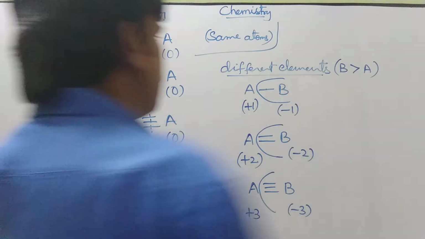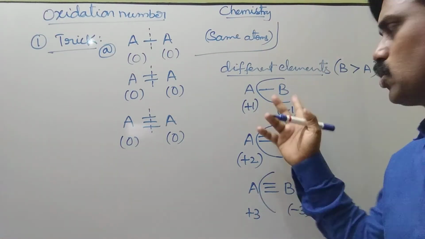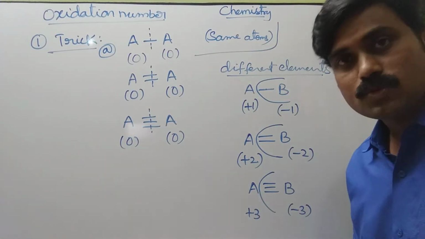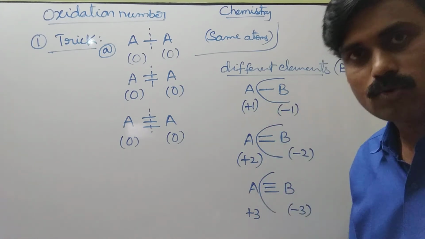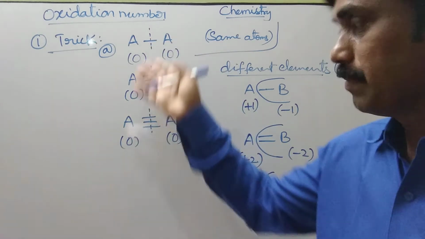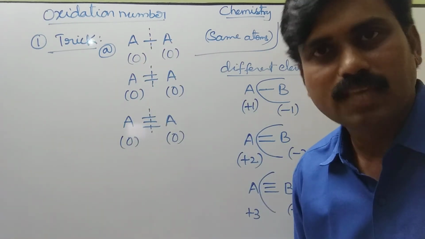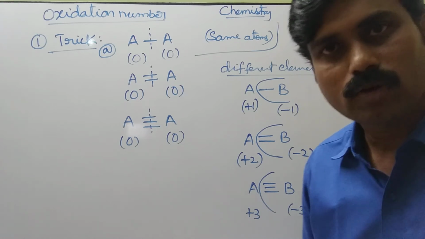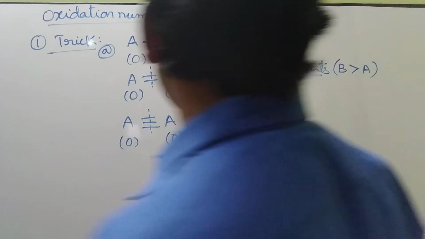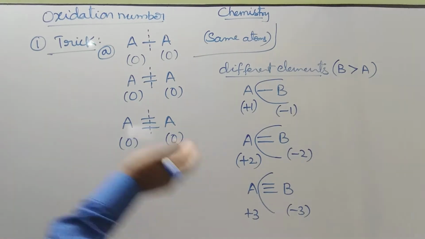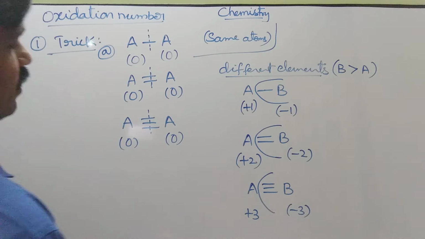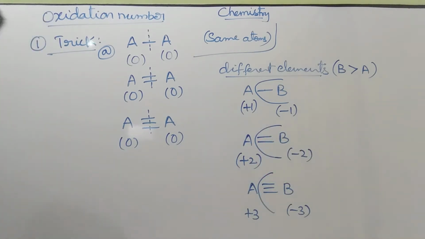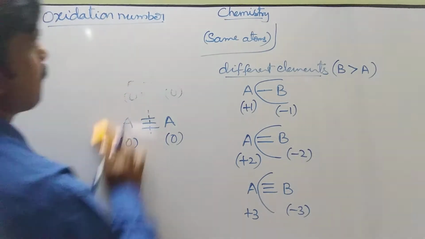Here, different types of elements means these two elements do not have the same electronegativity values. So both have different electronegativity values. In the identical-atoms case, the same atoms have the same electronegativity values. In this case of different elements, we are taking B as more electronegative than A. That's why in this case we get positive and negative oxidation states. Look at here. One more trick.